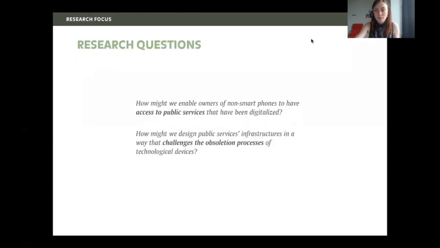So I focused on two research questions. The first one is how might we enable owners of non-smartphones to have access to public services that have been digitalized? And the second one is how might we design public services infrastructures in a way that challenges the obsolescent processes of technological devices?